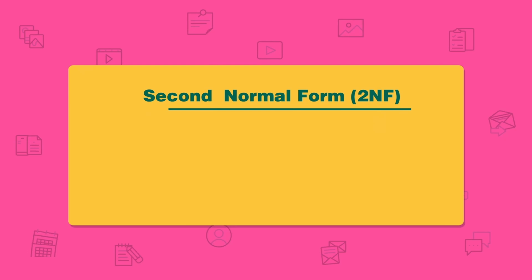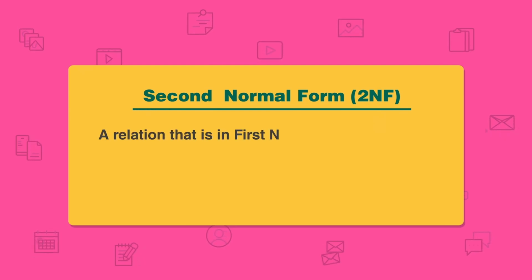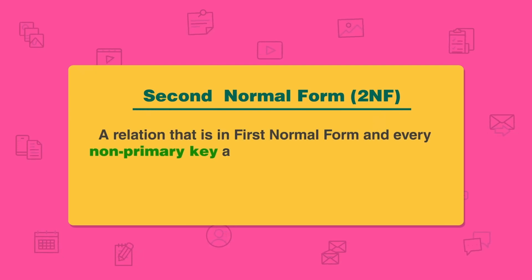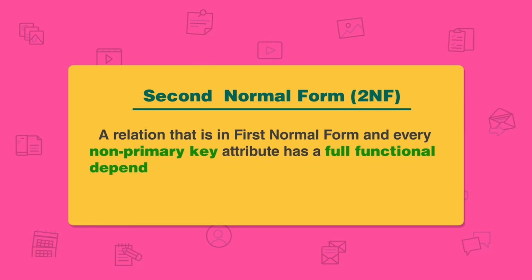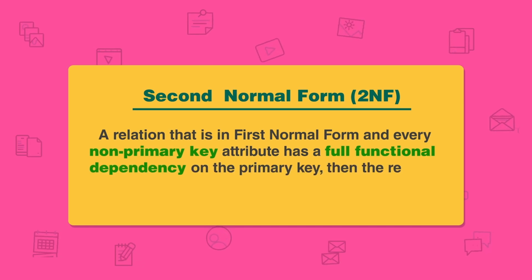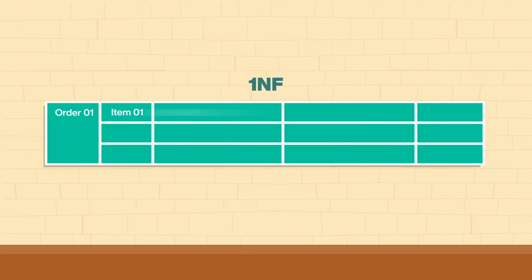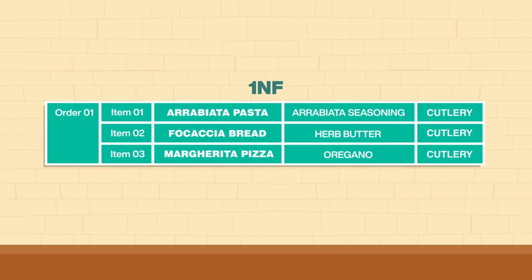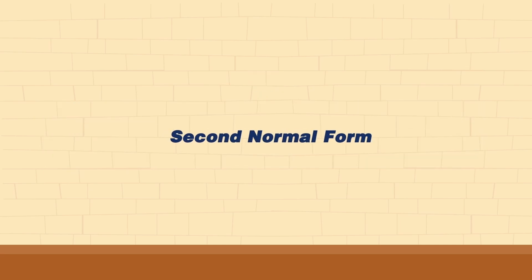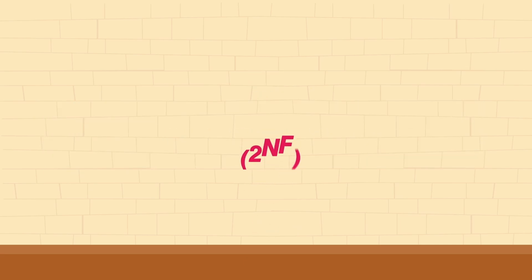Second normal form. A relation that is in first normal form and every non-primary key attribute has a full functional dependency on the primary key, then the relation is in second normal form. Separate out non-related items. Arranging data in first normal form would result in a lot of redundancy. Also, the column cutlery is not directly related to the item's primary key. So now let us apply the second normal form. Here the items not related to the primary elements are moved into a separate box.